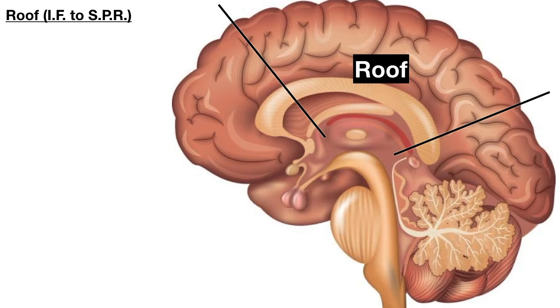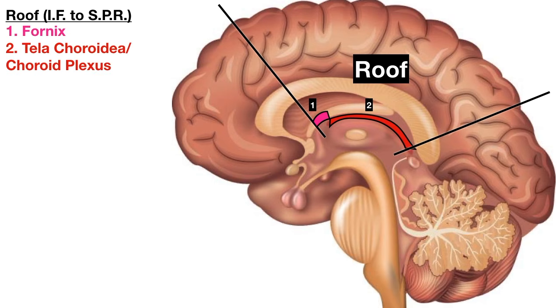We're going to start with the roof, and again the roof extends from the interventricular foramina anteriorly to the suprapineal recess posteriorly. The first structure you're going to notice is the fornix. That's going to make up part of the roof. The rest of the roof is formed by the telochoroidea or the choroid plexus. This is going to produce the cerebrospinal fluid, and we'll be talking more about that shortly. And then located above the telochoroidea is the fornix and the hippocampal commissure.